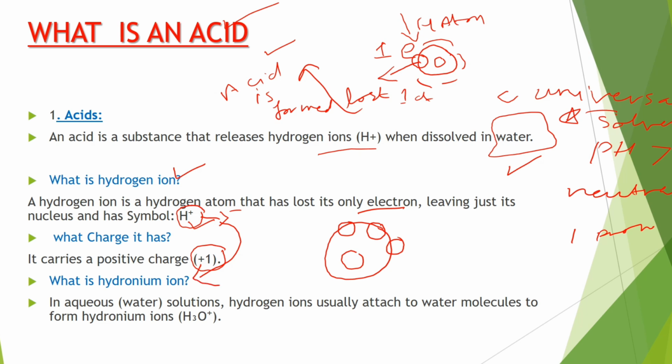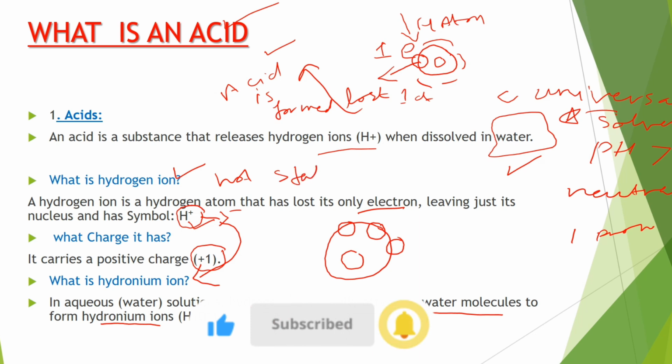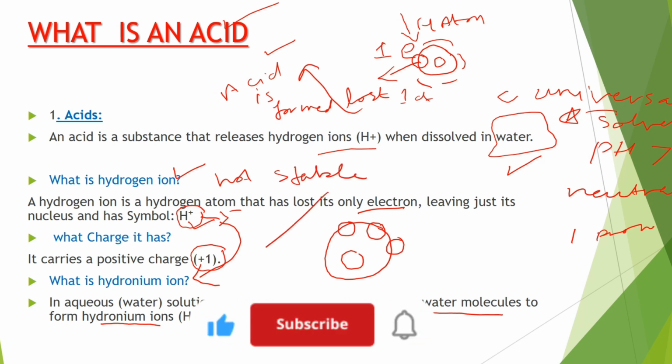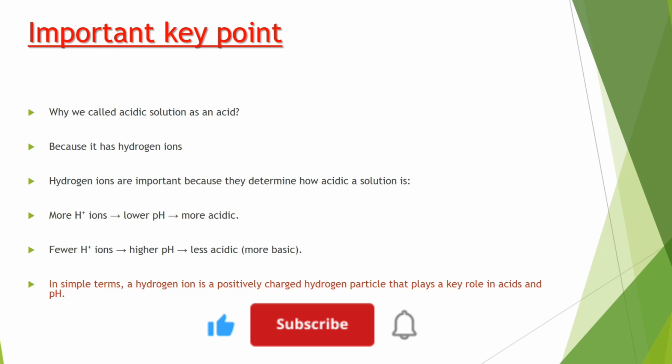Hydronium ion is H3O+. It has 3 atoms of hydrogen and 1 atom of oxygen. The hydrogen ion usually attaches to water molecules to form the hydronium ion quickly, because the hydrogen ion is not stable. So it quickly shifts itself into the hydronium ion, which is the most stable form of hydrogen ion. Now let's discuss some very important key points, that is, why we call an acidic solution an acid.